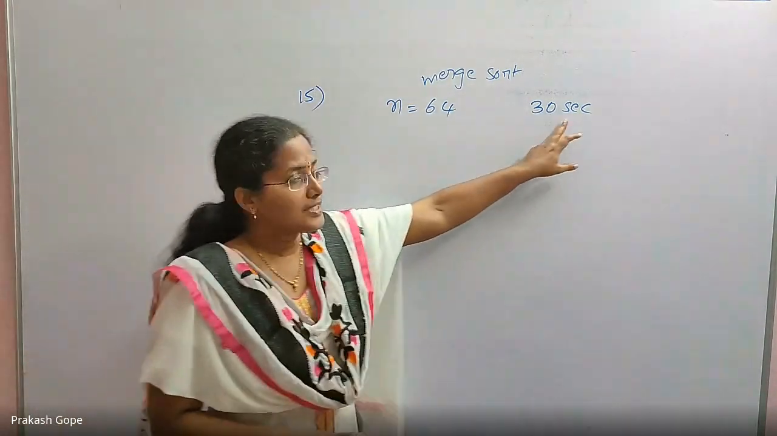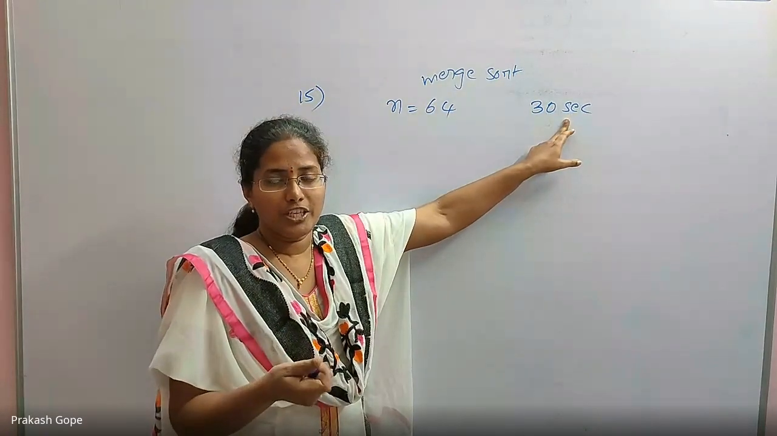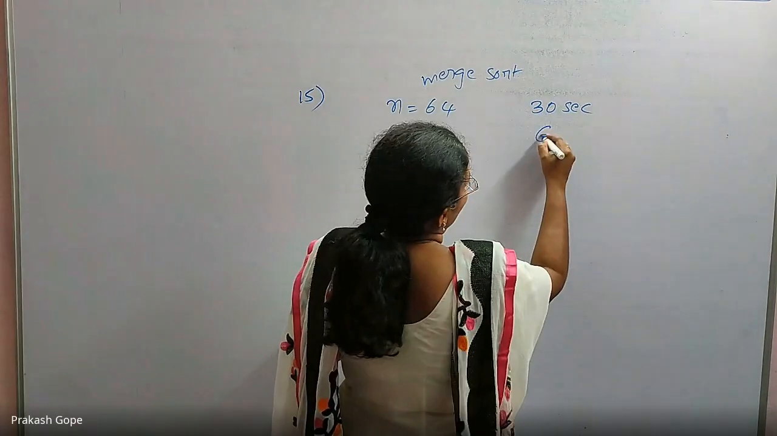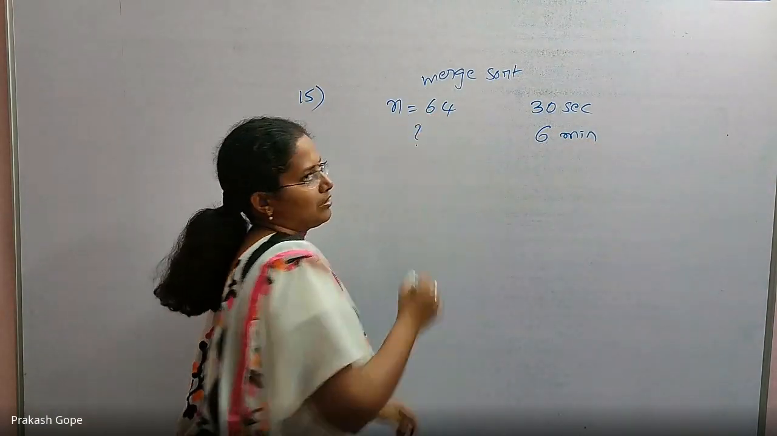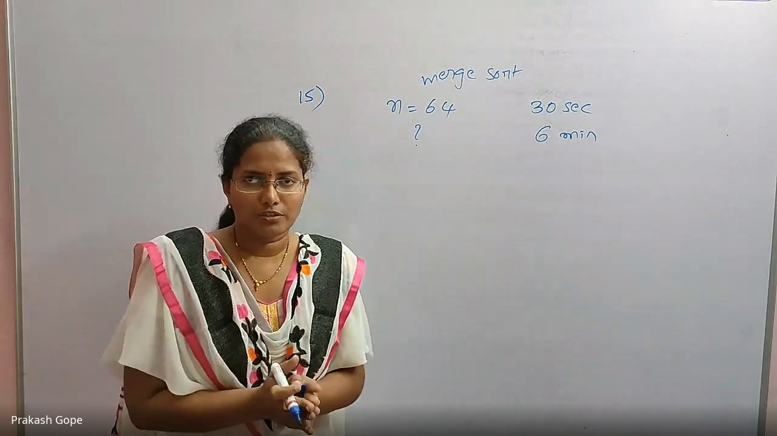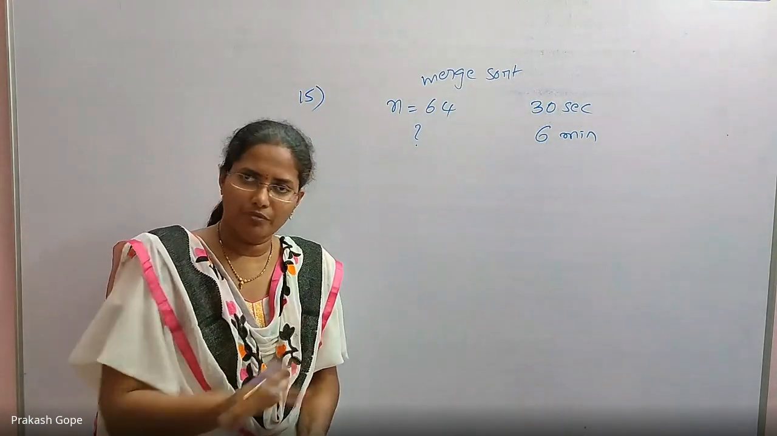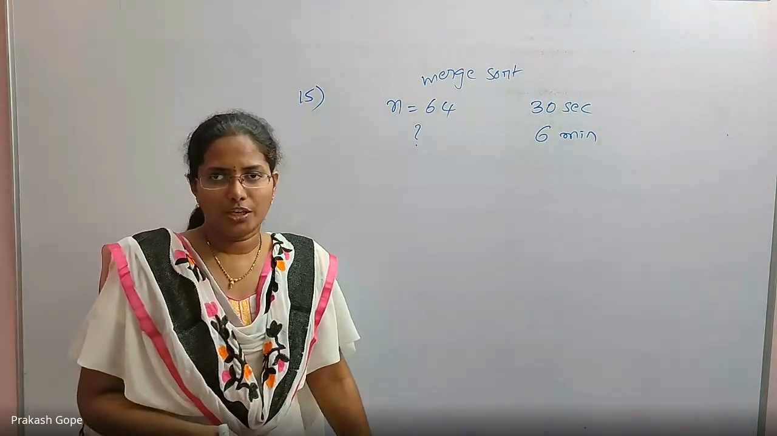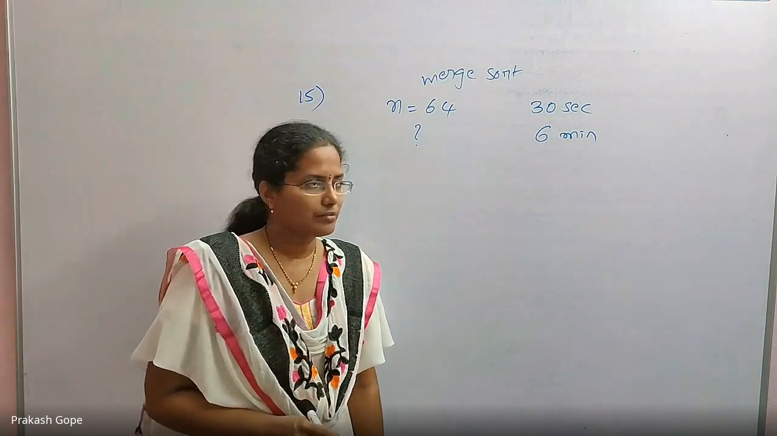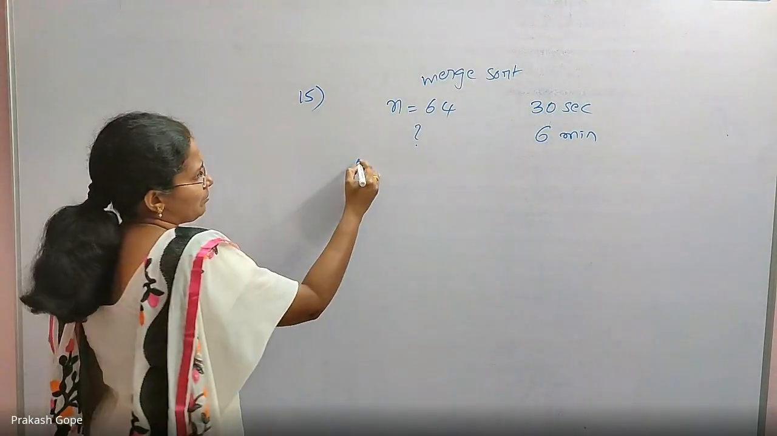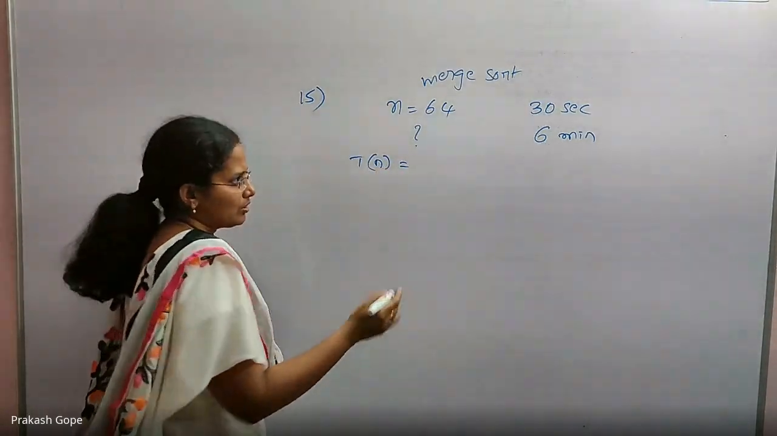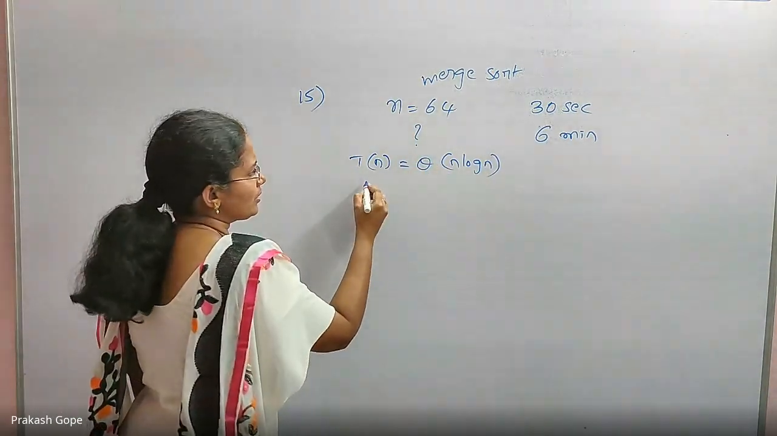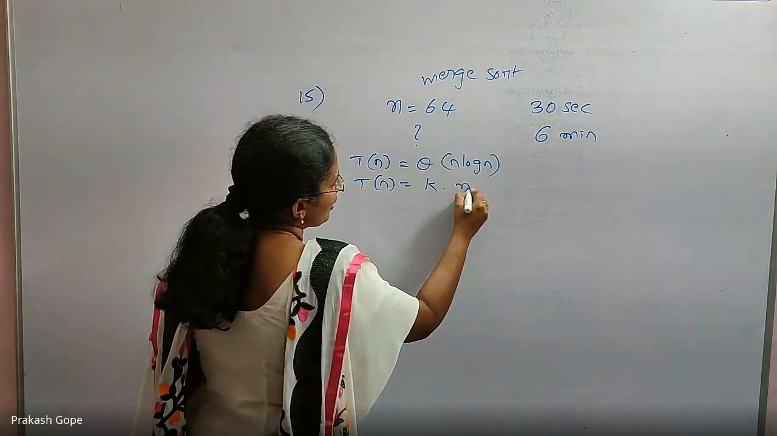See, if 30 seconds are given, we can sort 64 elements by using merge-sort. Now the question is, if you are given 6 minutes, how many elements can you sort by using the same algorithm, same computer, everything the same? If you are given more time, obviously you can solve more elements, but what is that n that you can sort? See, the time taken T of n is theta of n log n, you know that. Theta is nothing but some constant into n log n, that is the meaning.